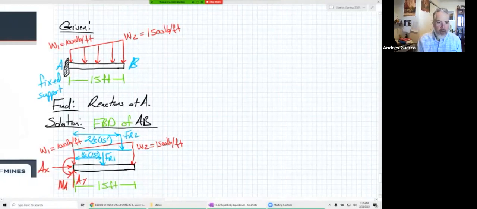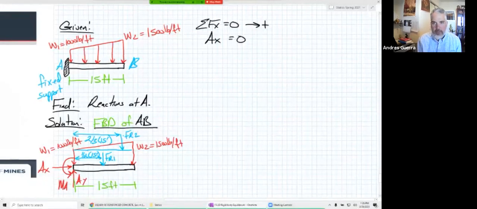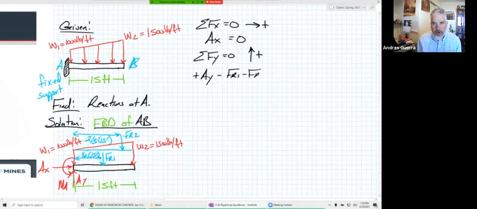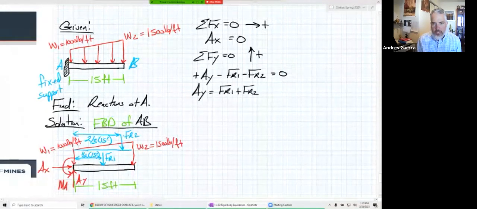So let's just go through the equations. Sum of forces in X is equal to 0. I'm going to define my positive going to the right. I've got an AX. That's the only thing I have in the X direction. So AX is equal to 0. We can now jump into sum of forces in the Y is equal to 0. If I sum forces in the Y, let's make our positive going up. I'm going to have a positive AY, minus FR1 minus FR2 is equal to 0. So AY is going to be equal to FR1 plus FR2 when I solve that algebraically.